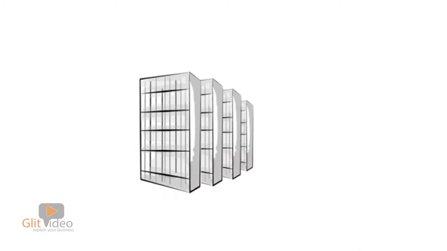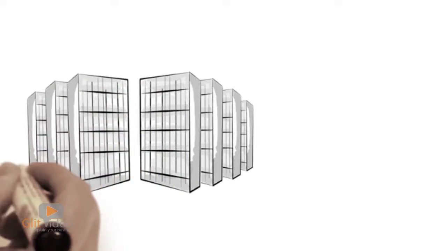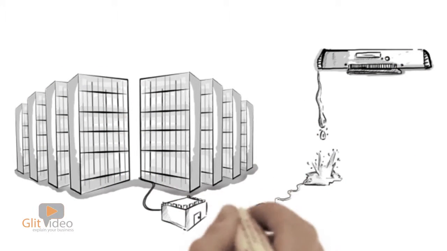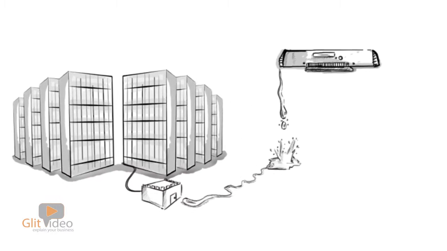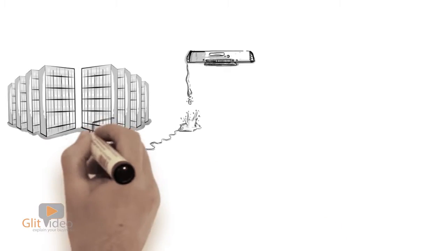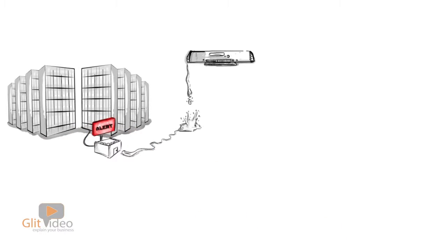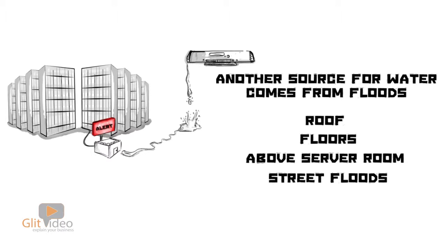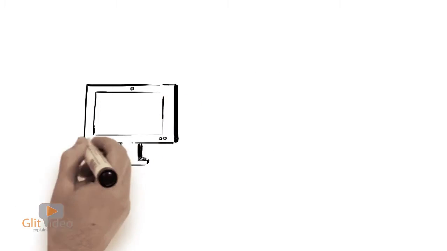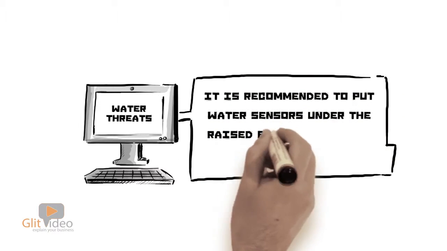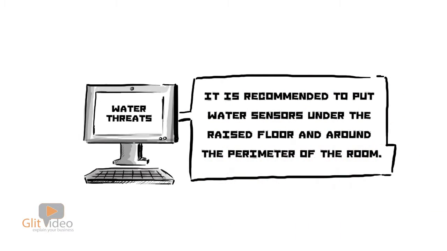Water leaks are another important environmental threat for data centers. The first source of water comes from leaking air conditioning units. A water leakage sensor should be placed under each aircon unit and under the raised floor, as water seeks the lowest point. The sensor will trigger an alert whenever water touches the sensor cable. Another source of water comes from traditional floods. To get an early warning on flooding, it is recommended to put water sensors under the raised floor and around the perimeter of the room.